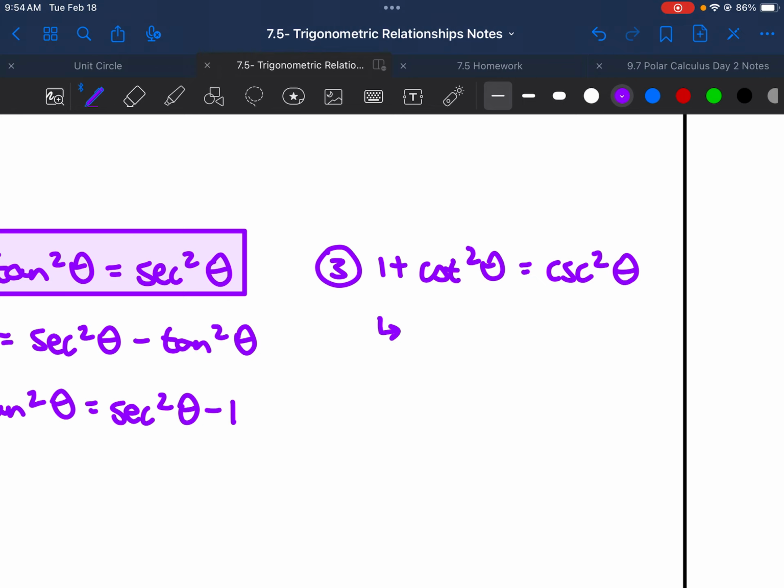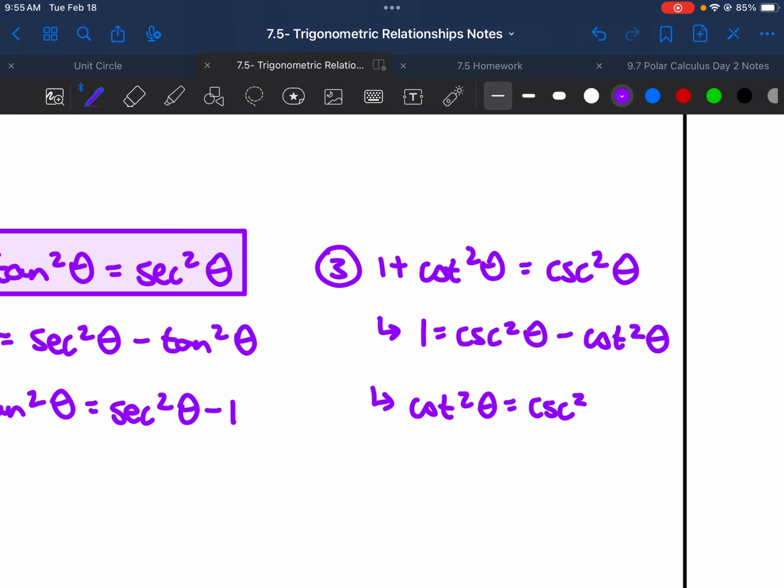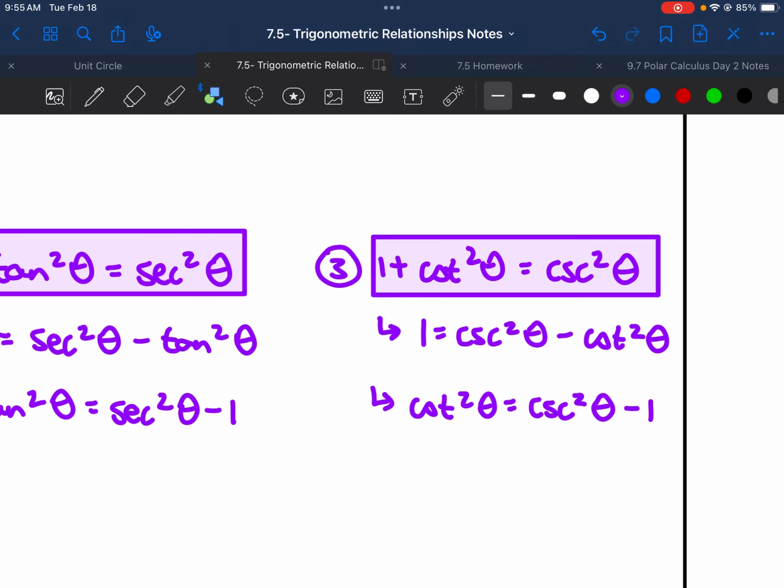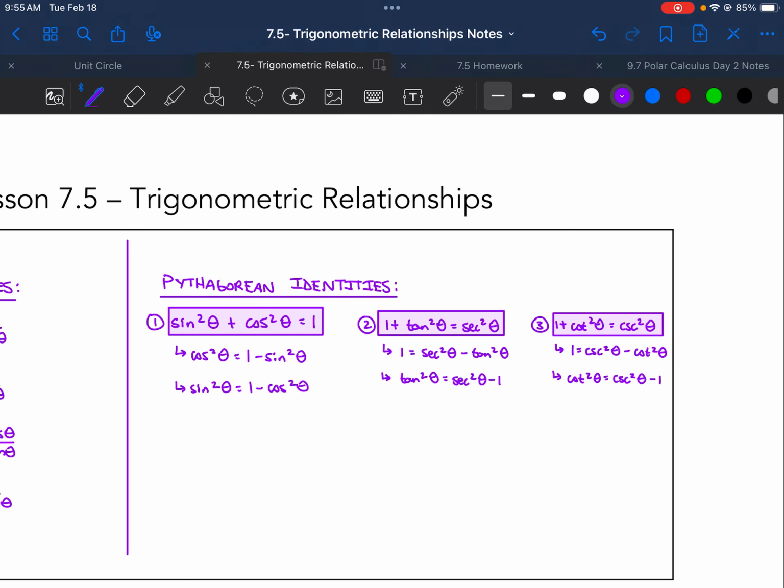Rearranging, if I subtract the cotangent squared of theta to the other side, I would have 1 equals cosecant squared of theta minus cotangent squared of theta. And subtracting the 1 to the other side, I could have cotangent squared of theta equals cosecant squared of theta minus 1. Again, the one that you need to commit to memory is this one, and then you can just rearrange that one to get the others.